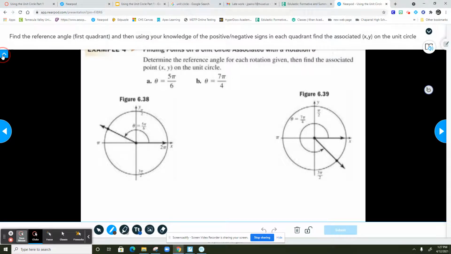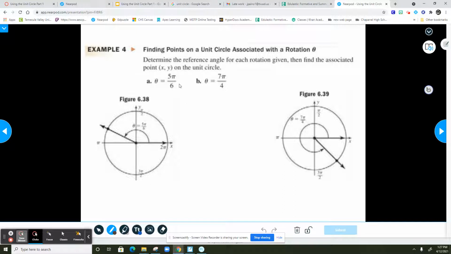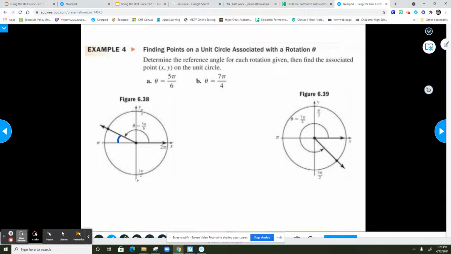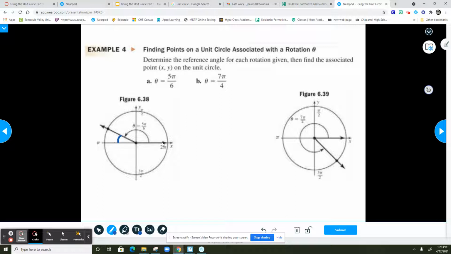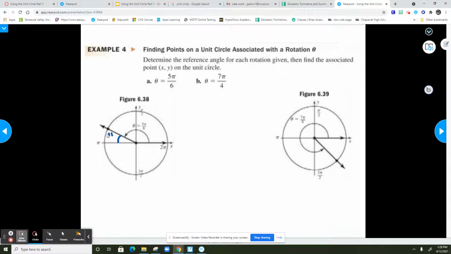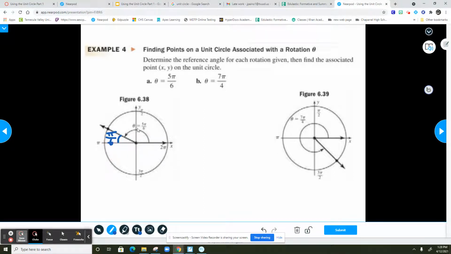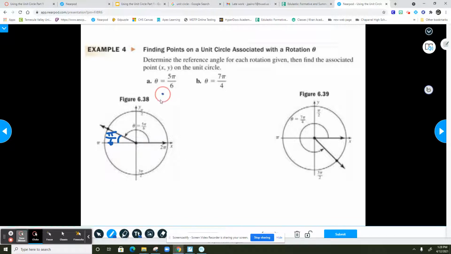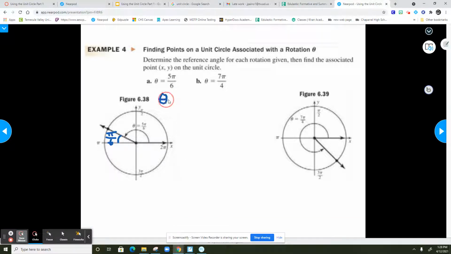Here's the same exact question, but now they're giving it to us in radians. We just have to get used to this, because it's going to be more helpful. What do they want us to find right here? The reference angle. They want us to find this angle right here. If this whole thing is pi, and I have 5 pi 6, what's missing? That's pi 6. And that's my reference angle, pi 6.